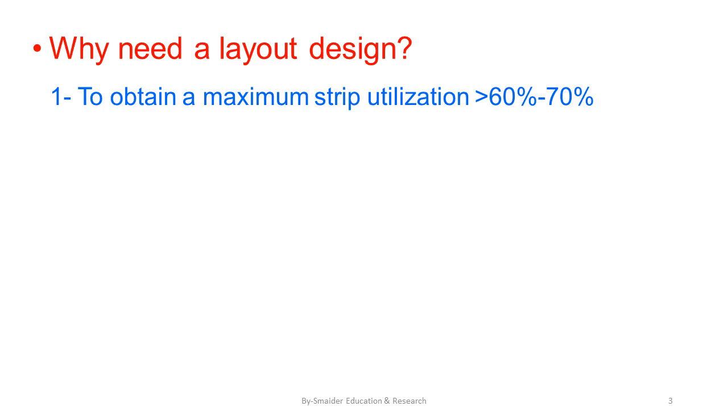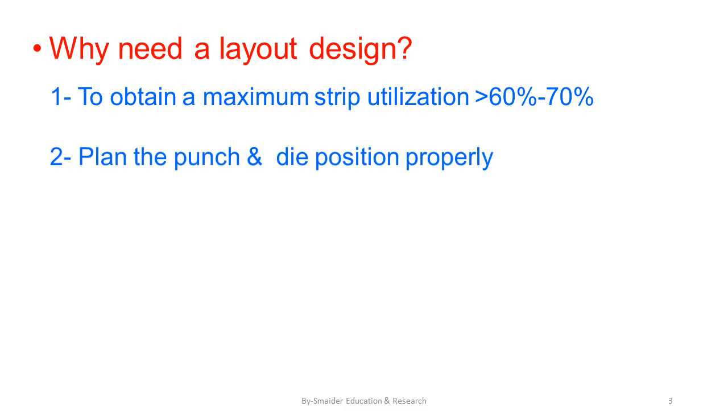Generally, when a designer designs a strip layout, due to a lot of constraints, due to profile, due to sheet thickness, due to clearance, so many factors, sometimes it is very difficult to maintain a 60 to 70% utilization. Then there is a chance the part cost will be higher.